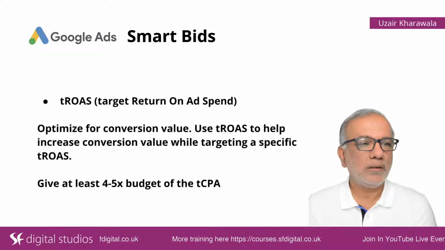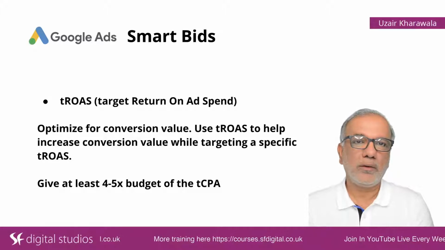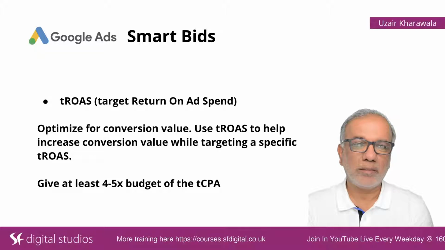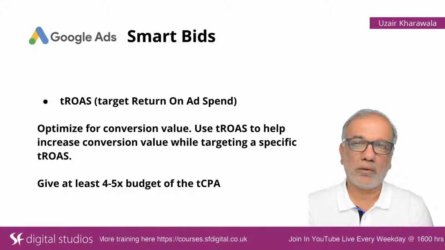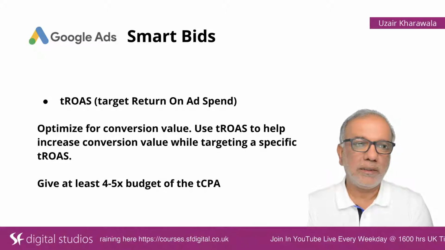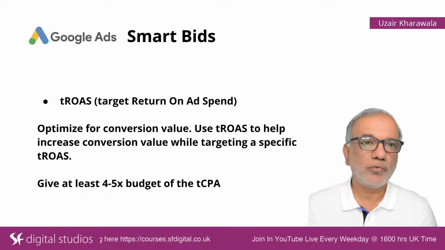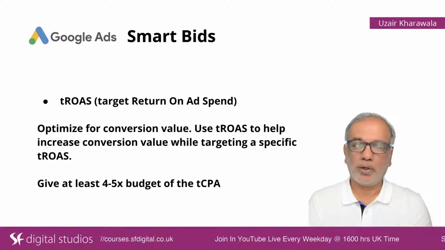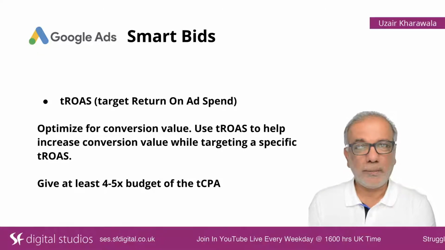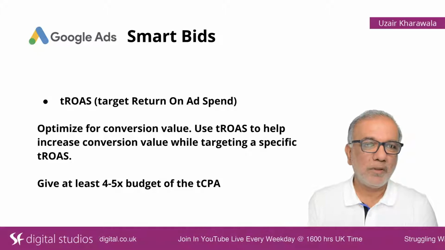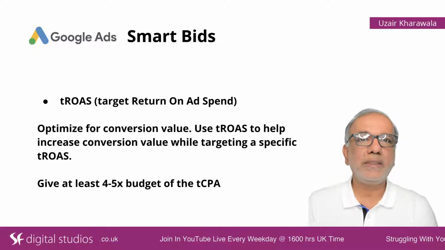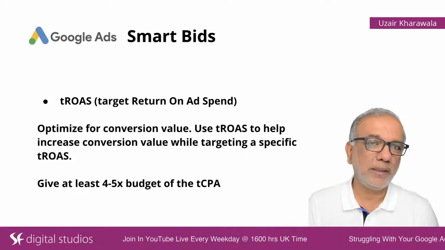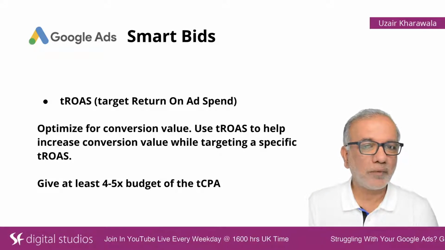The next one, TROAS, target return on ad spend. How much are you getting back when you spend any budget or money on ads? This bidding is mostly used for e-commerce stores or websites. So if you are selling a physical product like a camera or a tripod or a microphone or whatever, you will not be bidding on TCPA. TCPA is for lead generation. These ones, the TROAS, is for e-commerce.